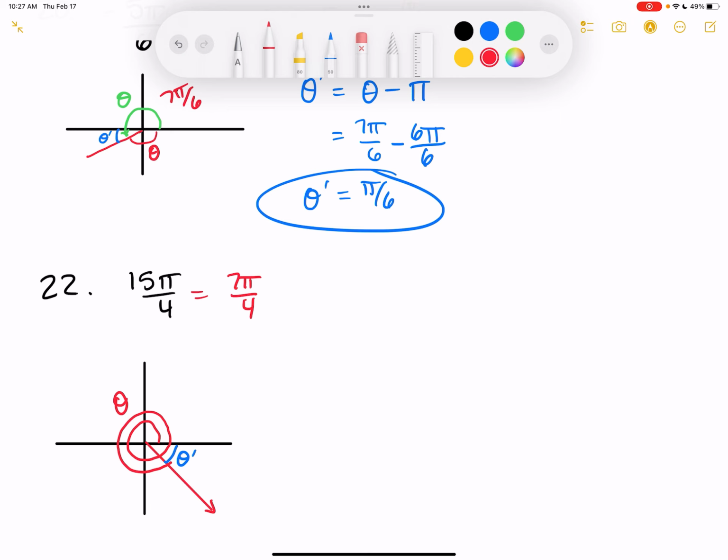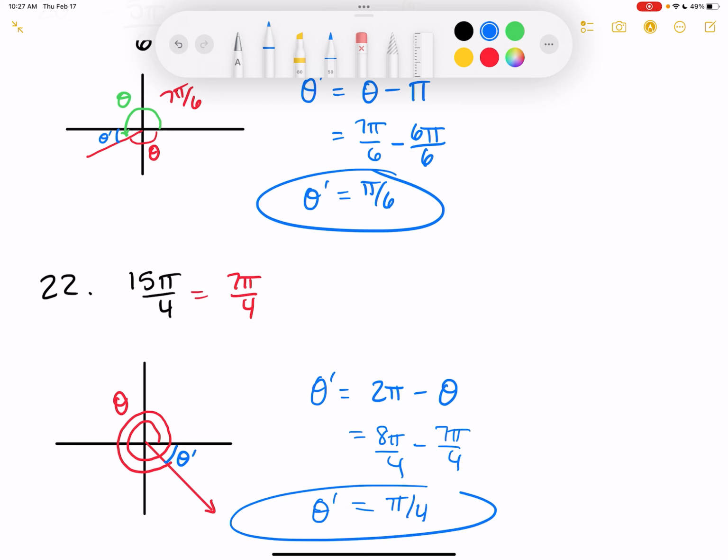So, formula for 2 pi minus that theta, in that quadrant. 2 pi minus theta. So theta prime is equal to 2 pi minus theta. So 2 pi, another way to write that in terms of pi over 4 is what? Pi over 2. No. I need it to be, because I'm going to be subtracting 7 pi over 4, 8 pi over 4, which leaves me with theta prime is what? Pi over 4.